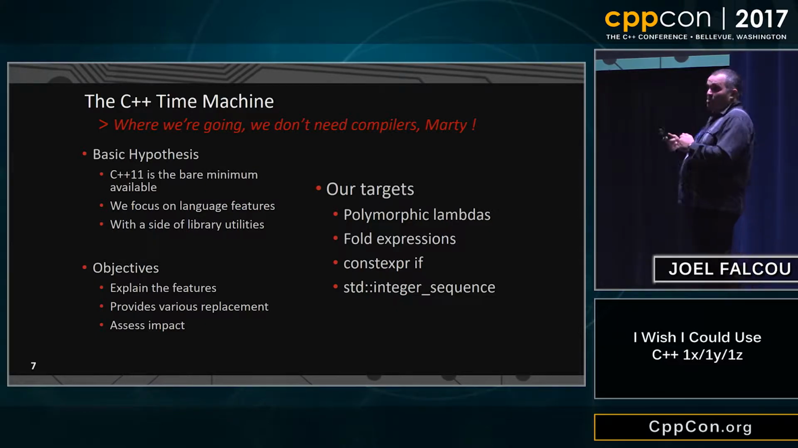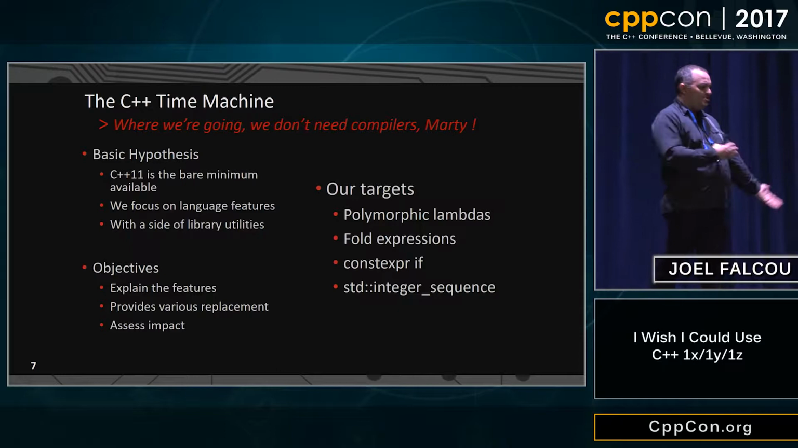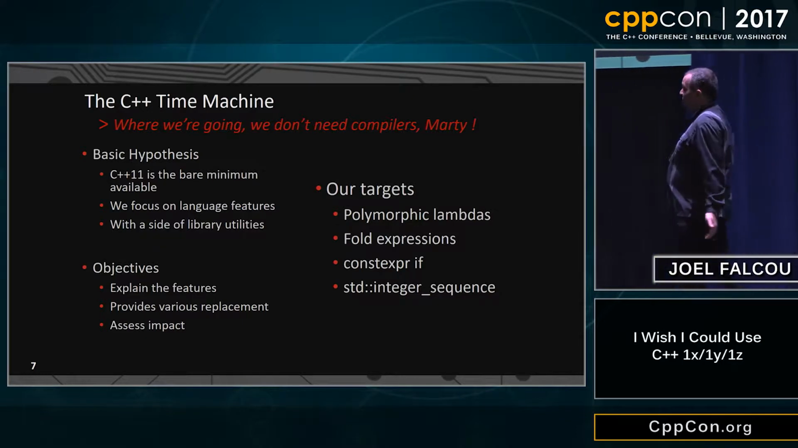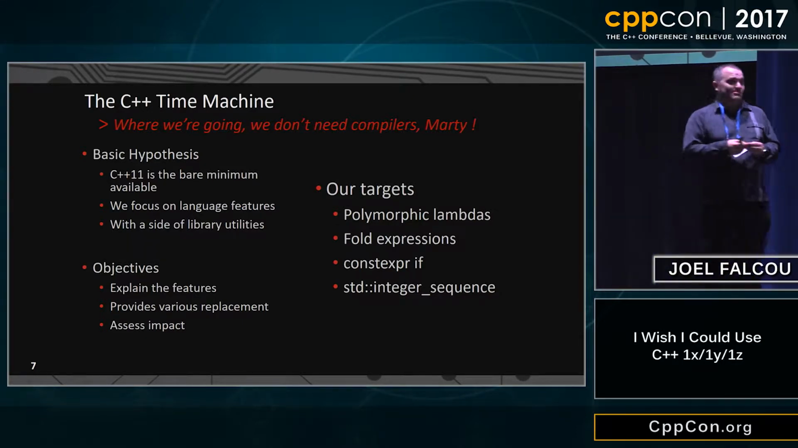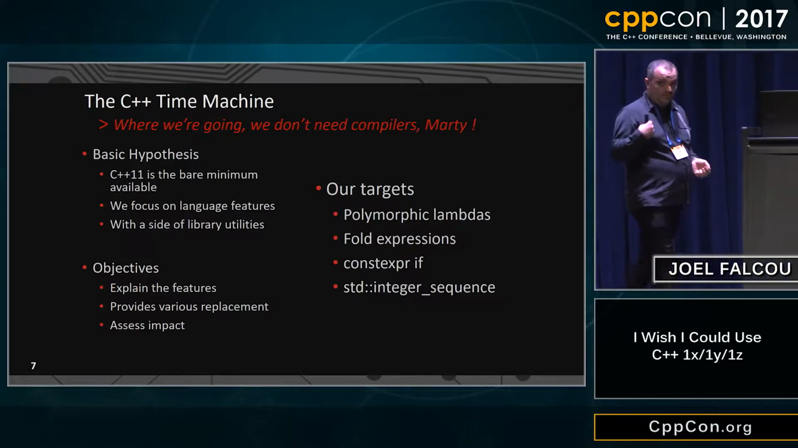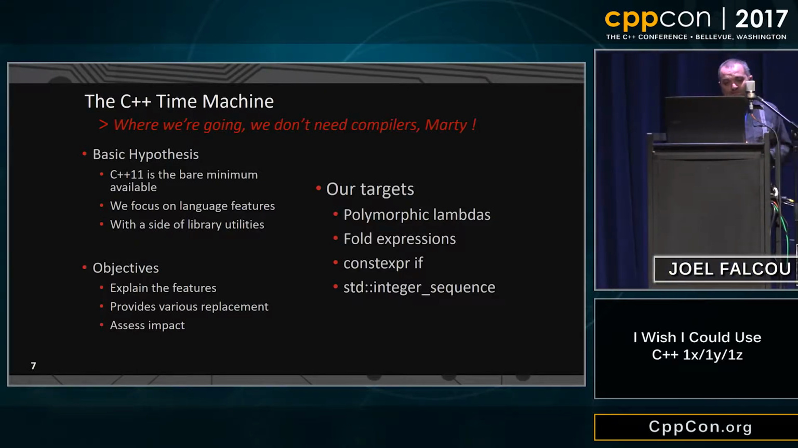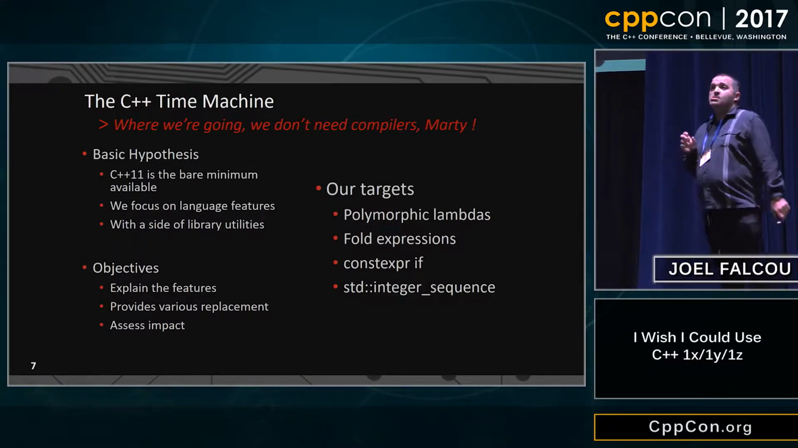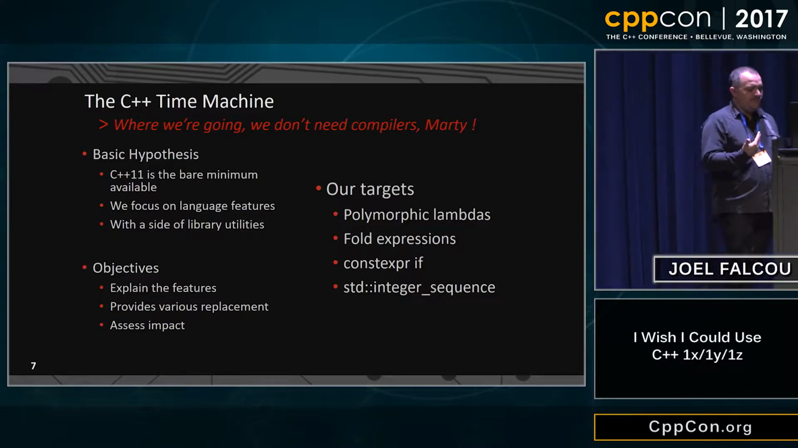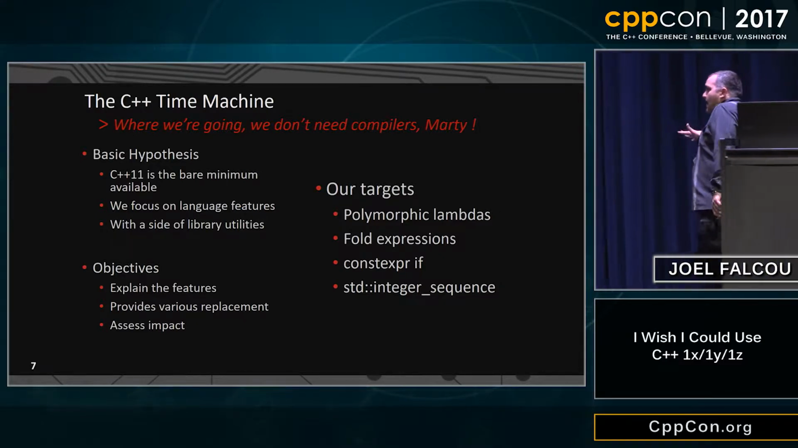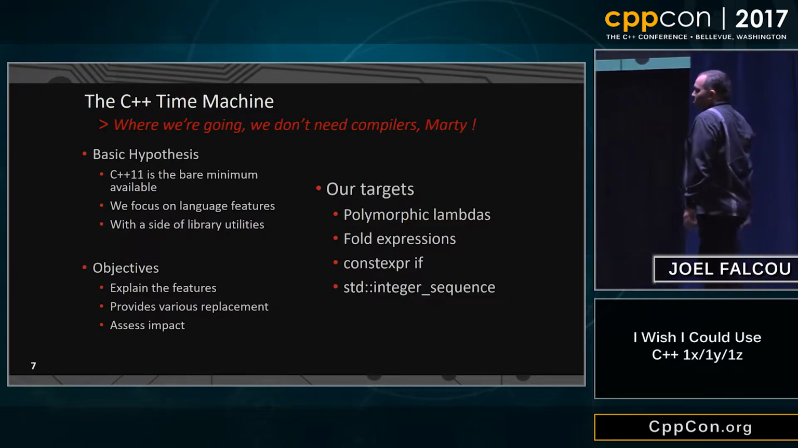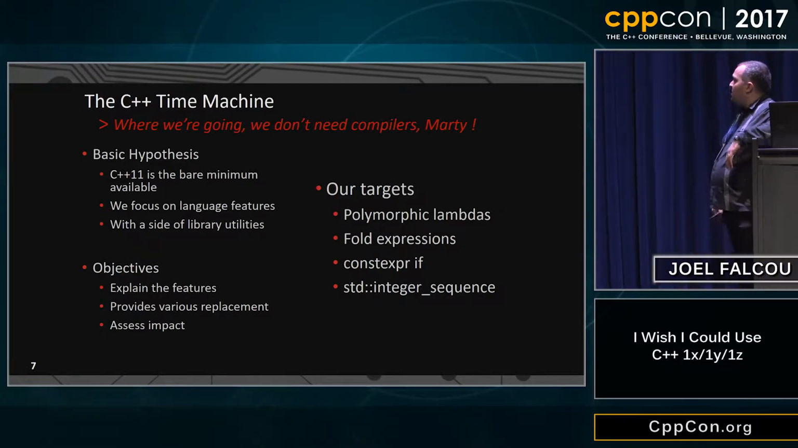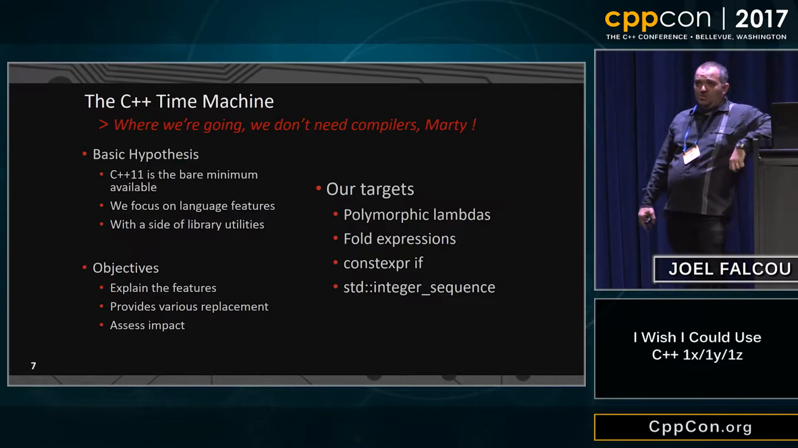So we will go over a bunch of those features, try to explain what they bring, and see whether we can actually make some things that look like what they should be looking like, and try to understand how much time you will be spending doing this instead of using the real thing. We will be more specifically targeting four things: the polymorphic lambdas, fold expressions, and constexpr if, which are, in my opinion, the main things that you should be using right now. And we will take a look at integer_sequence. And if you remember what I said at the very beginning of this talk, that it would be a template metaprogramming free presentation, well, I lied.